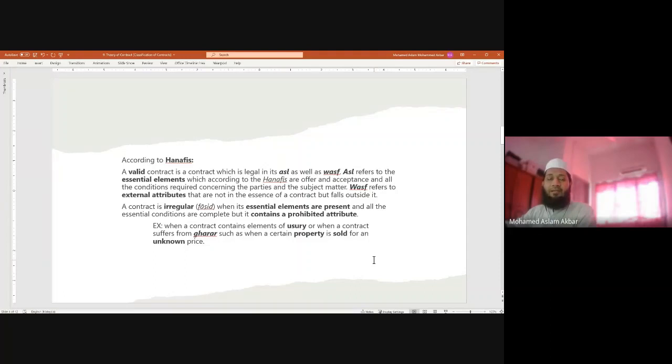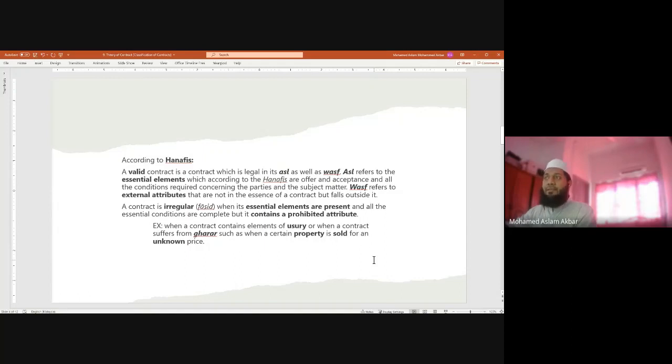I mean, without parties, without subject matter, how are you supposed to make offer and acceptance? That's the reason why they said pillar number 2, which is parties, and pillar number 3, which is subject matter, will follow offer and acceptance. So that's why it comes under asal. And the external attributes, whatever is not in the essence of a contract, will fall outside of it.